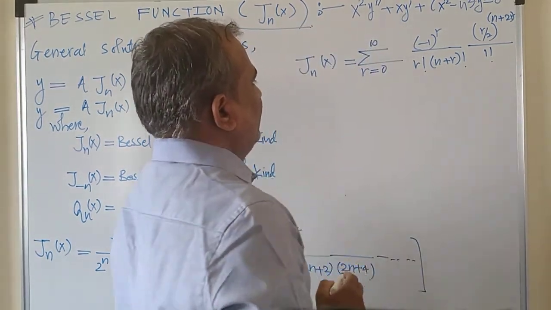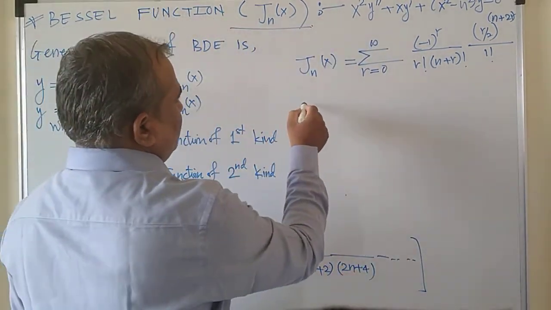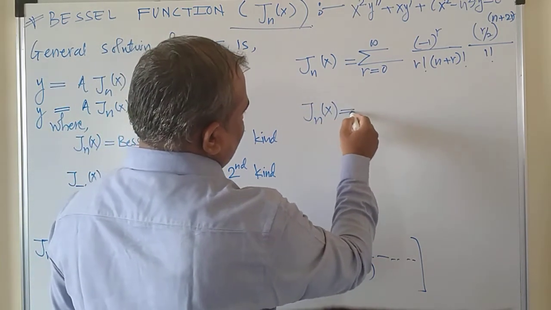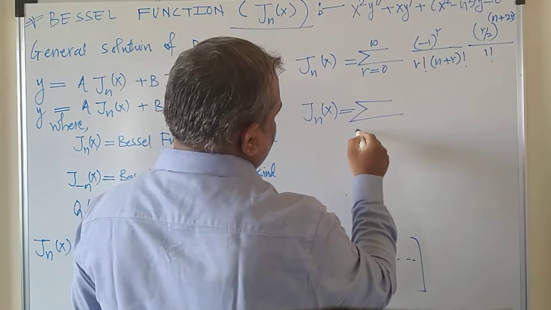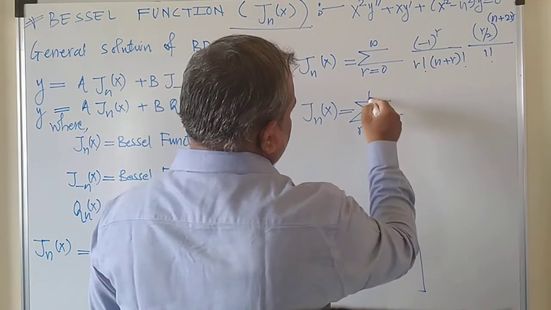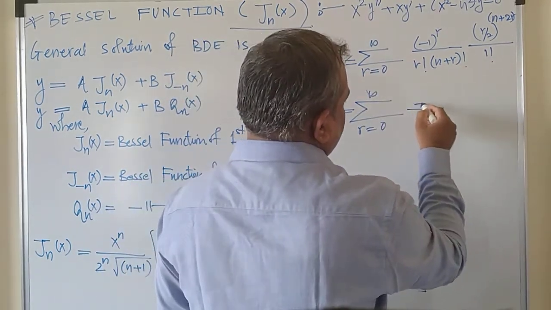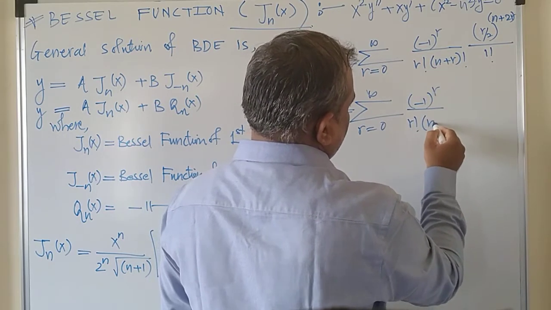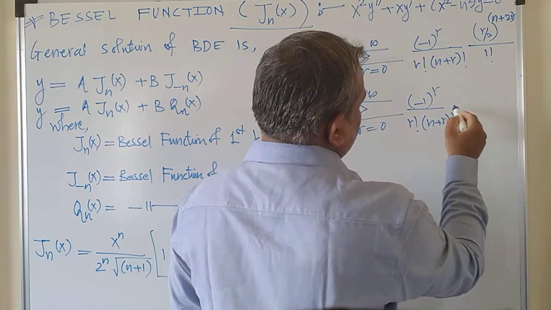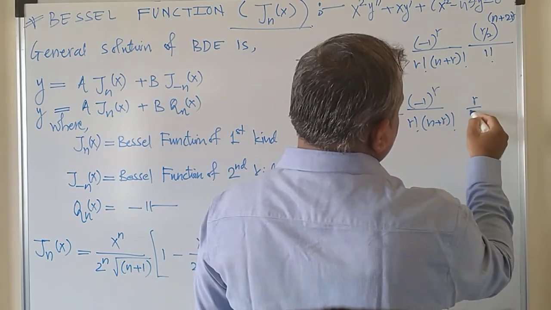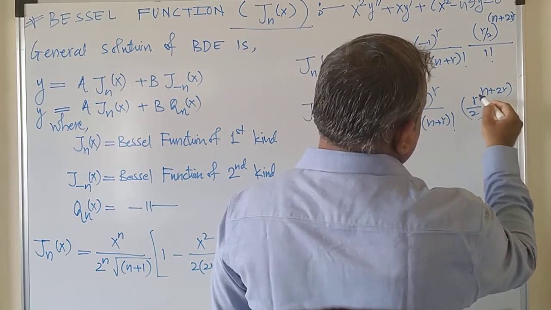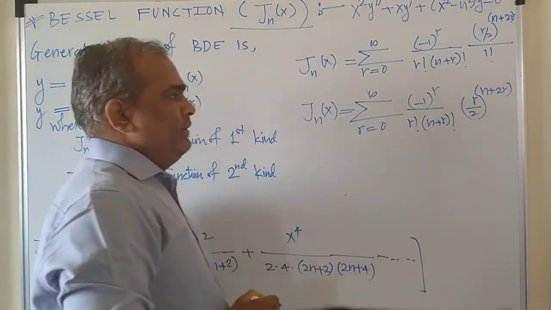That is nothing, right? So I will rewrite it again. So Jn of x is equals to summation r runs from 0 to infinity, minus 1 raised to r divided by r factorial into n plus r factorial into x by 2 raised to power n plus 2r, right?